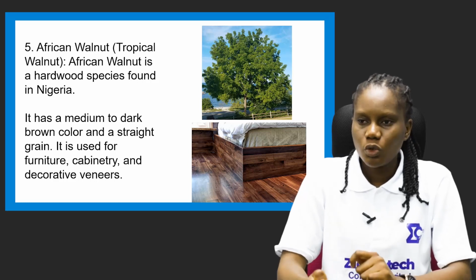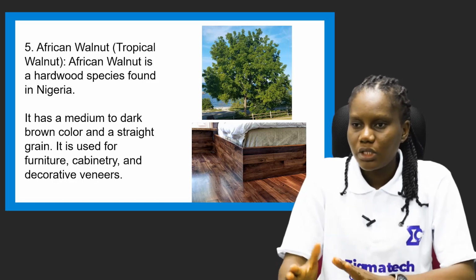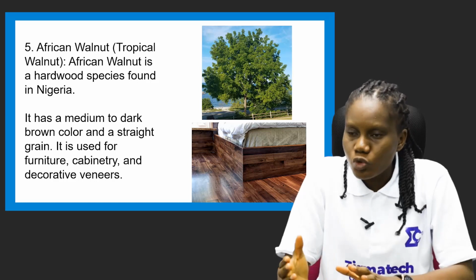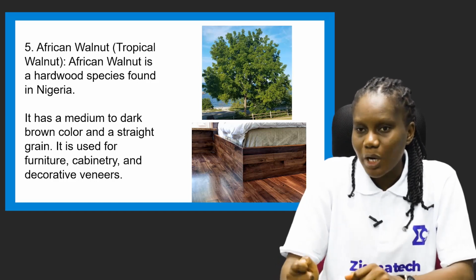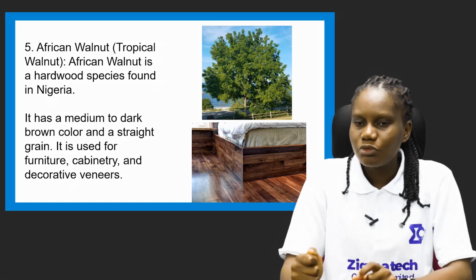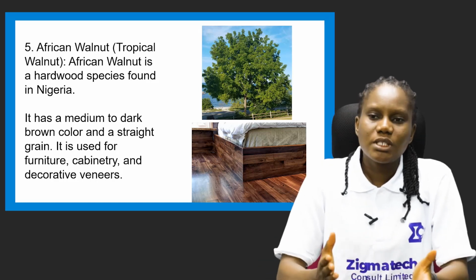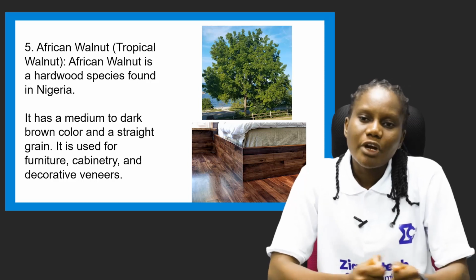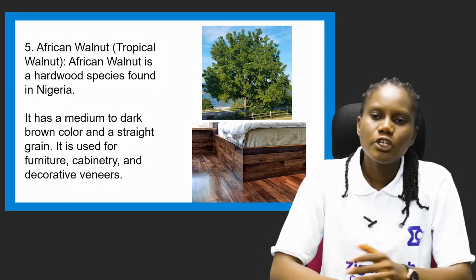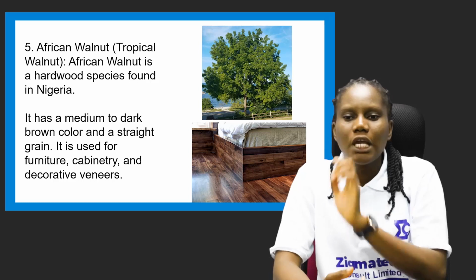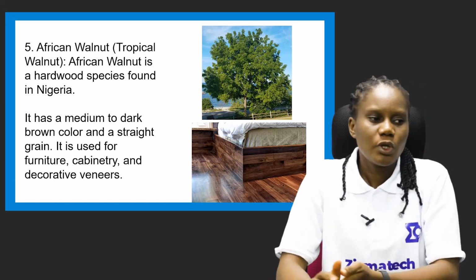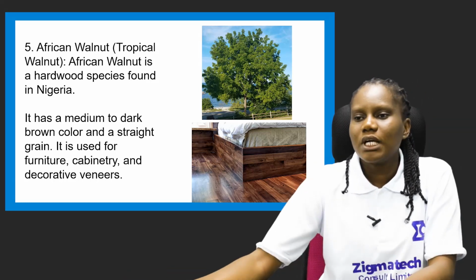If you look at the second picture, you see the floor there is made of wood that is dark brown. So it's in line with its properties there. It has a medium to dark brown color and a straight grain. It is used for furniture, in cabinetry, and also in decorative veneers. So we'll look at the next tree used for wood.